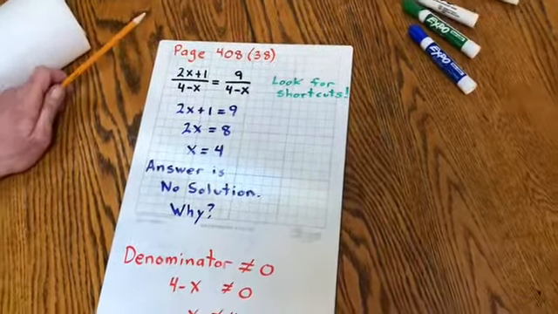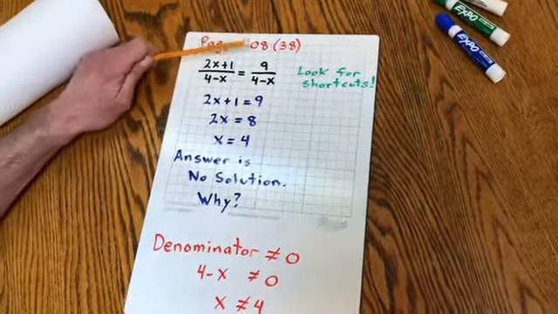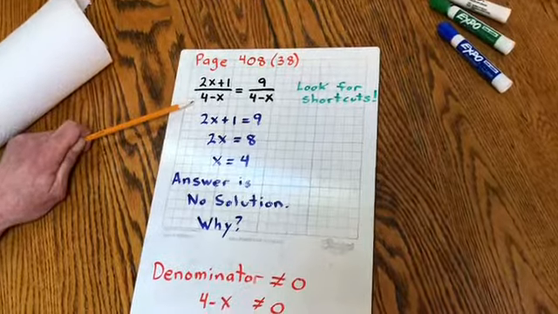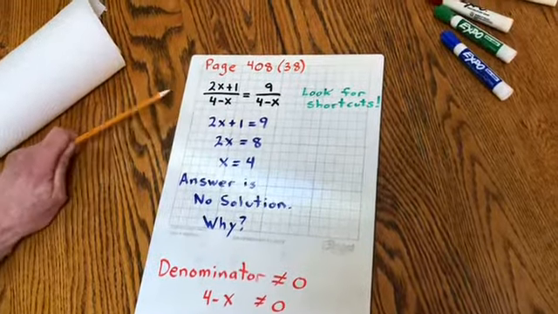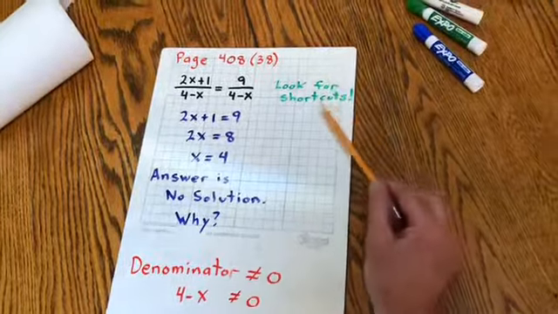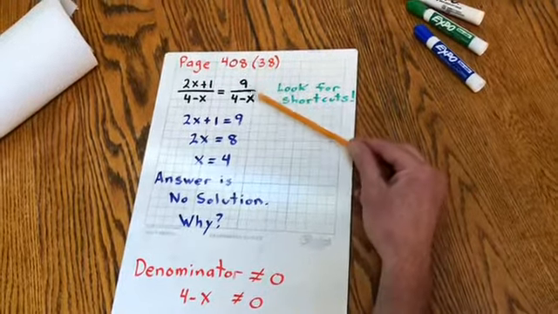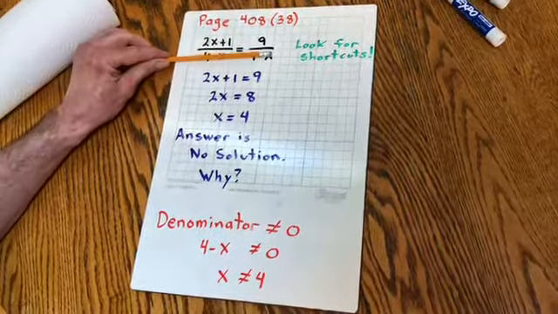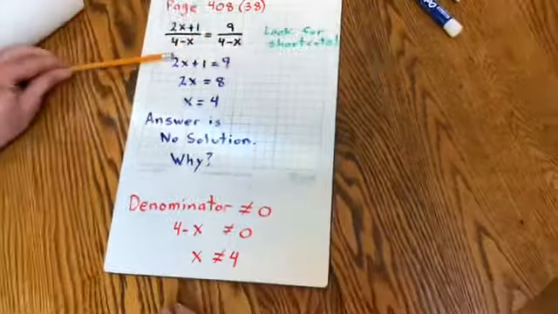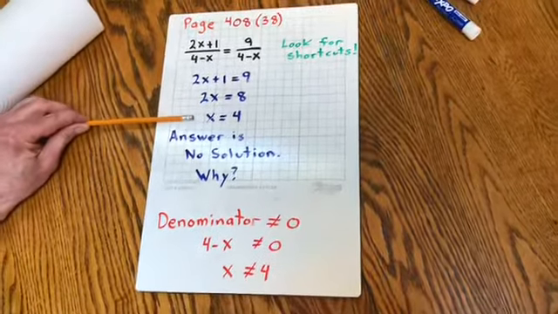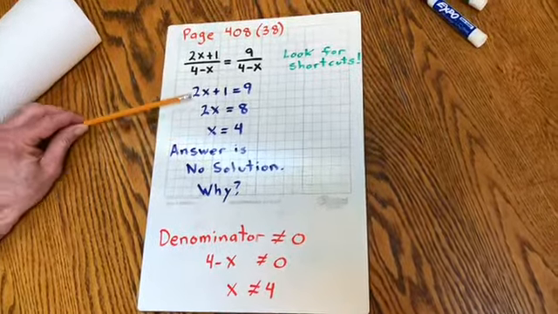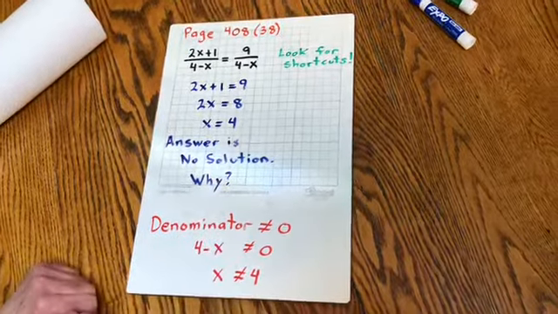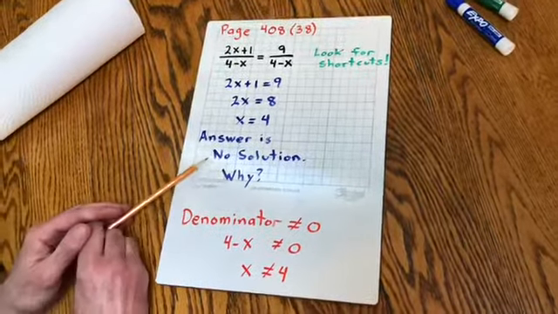All right, on page 408, problem 38, we have a problem that looks like you could maybe cross multiply, you could clear fractions, but look for shortcuts. Do you notice that the denominators are exactly the same? Well, if that's the case, we can rewrite just whatever's up top and solve that equation, which is pretty straightforward. You subtract 1 from each side, you divide by 2, your answer looks like it's 4. But the real answer is no solution.